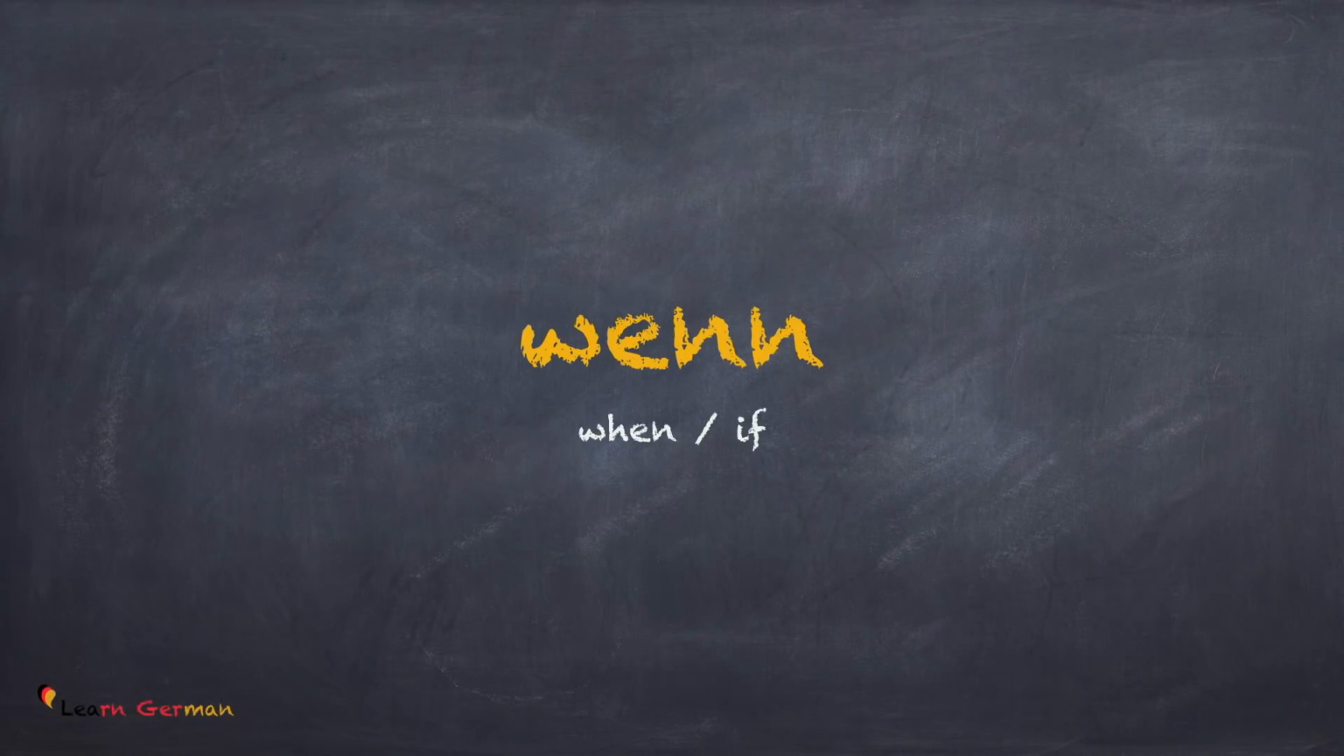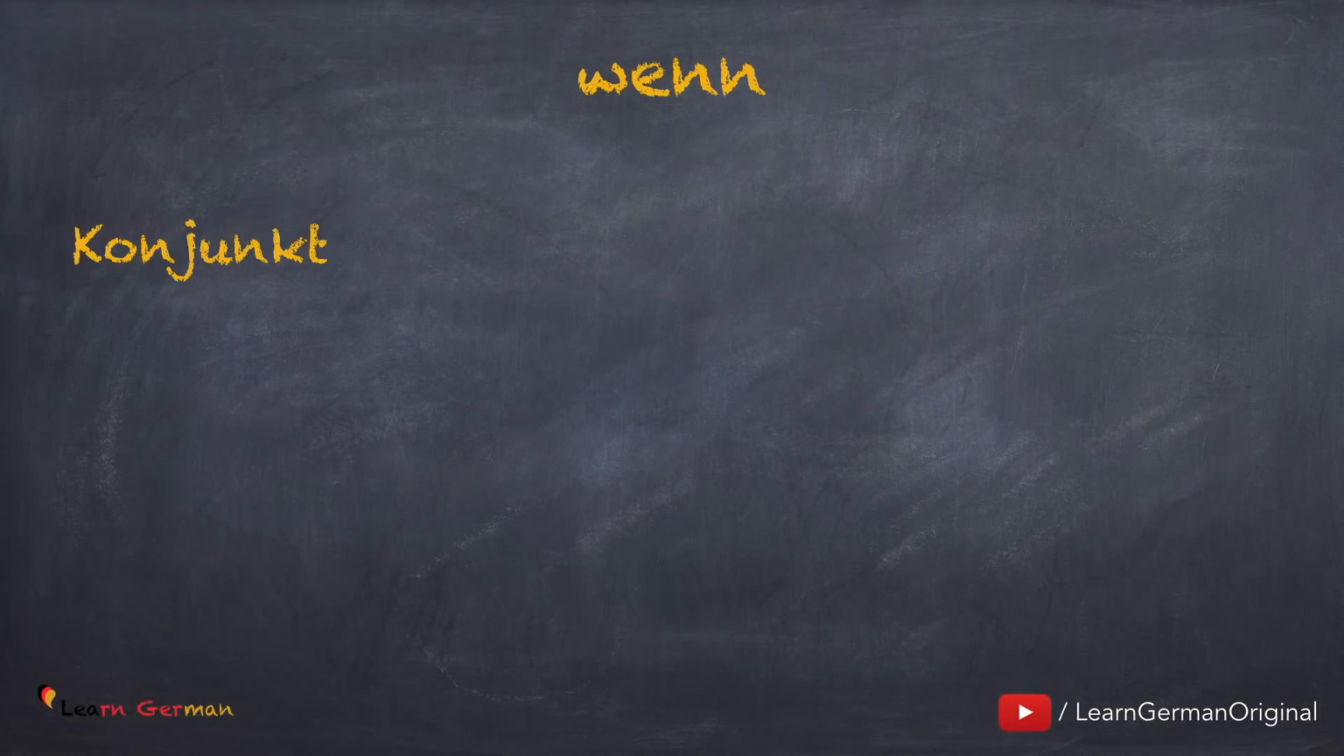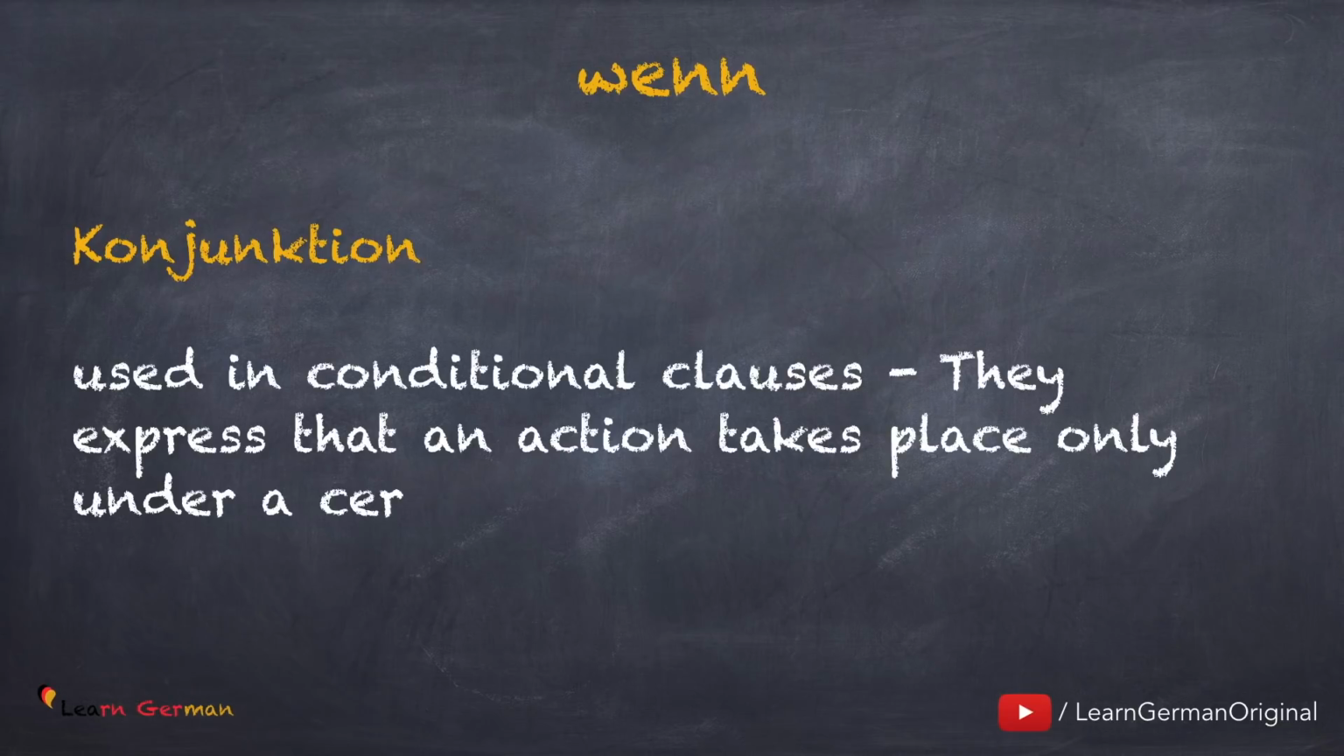Now let's move on to wenn. And now let's see how it's used. Wenn is a conjunction. It is used in conditional clauses. That means an action will only take place when a specific condition is fulfilled. You can go through the complete chapter on wenn. You can watch our video on the same. The link is given below in the description.